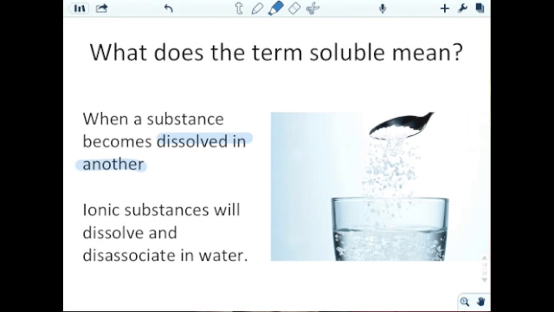So when we're looking at ionic compounds, normally ionic compounds will dissolve in water. We usually say that covalent compounds do not dissolve in water. So when ionic compounds dissolve, we say that they are dissociated.